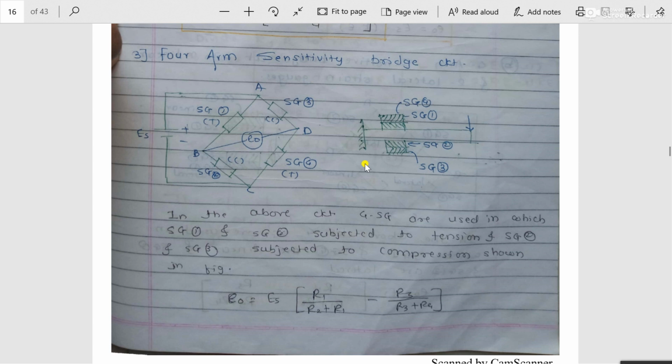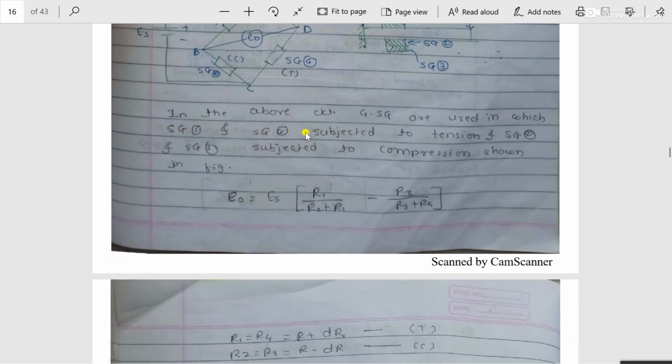So for that purpose, initially again we have to do the derivation for the 4-arm sensitive bridge circuit, but to derive that, I have to calculate the values of R1 to R4. That means R1 and R4 are subjected to tension, therefore I have to calculate the values of R1 and R4. Similarly R2 and R3 are subjected to compression. Once again I have to calculate these values of R2 and R3, and put all those values in the E0 equation to find out the output of the 4-arm sensitive bridge circuit. So if you go through this particular figure, from that figure I will calculate the values.